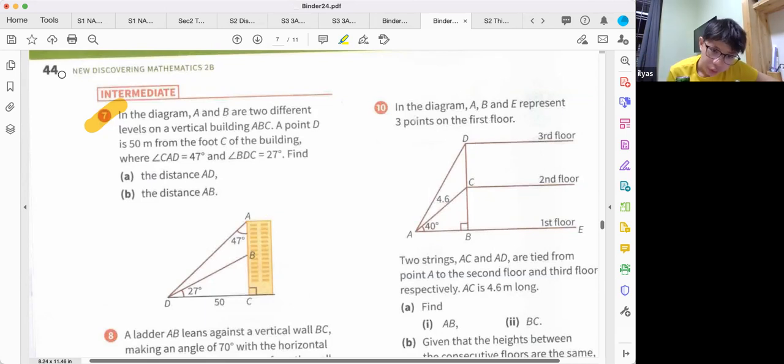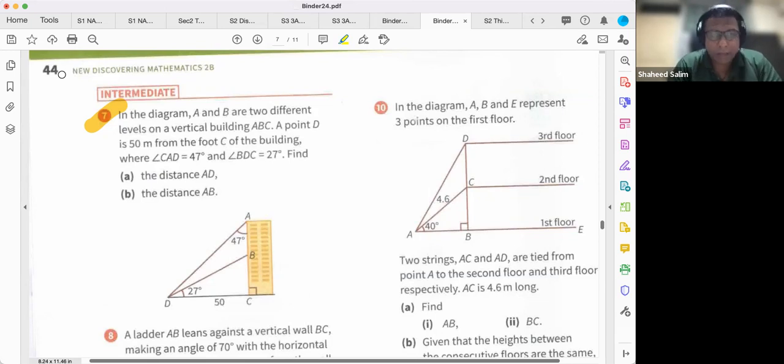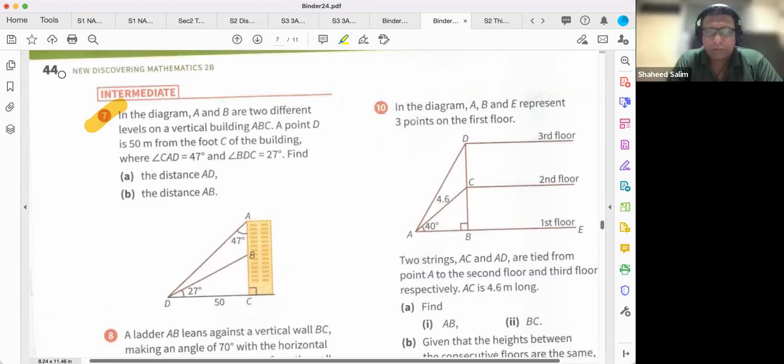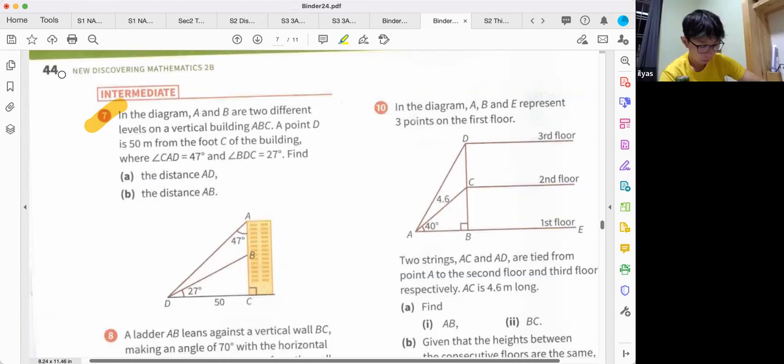AD is 34.1. How is 34.1? Can you show me? Can you explain to me? Wait, AD, right? What's your method? There's a few ways you can do this, right? Wait, it's 73.3. Yeah, how did you get it? You explain to me. Basically, I take cos 47 equals 50 over AD.